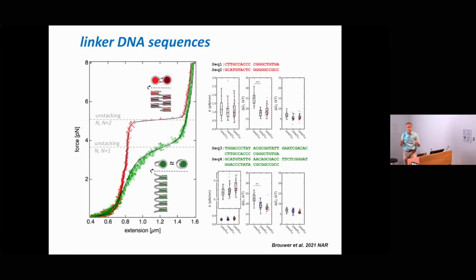So when we want to understand higher order structure of chromatin, we also need to include the sequence of the linker DNA, and that makes for a big problem because sequence space is huge. We cannot measure them all. We did quite a few, and this is quite a lot of work.